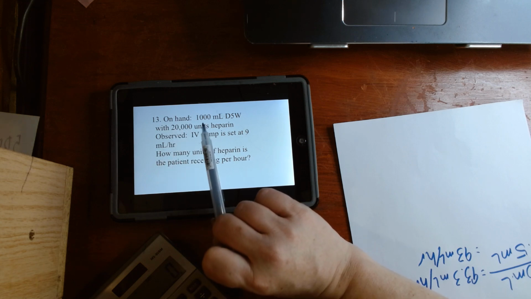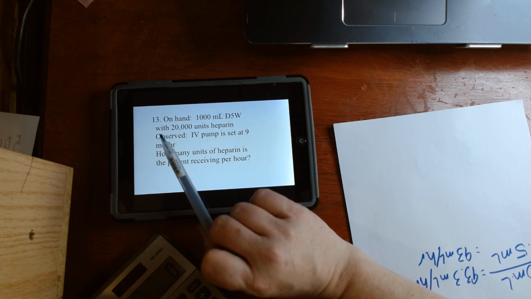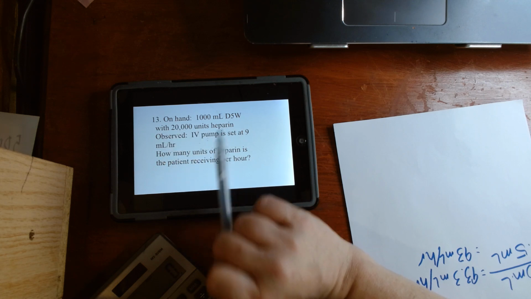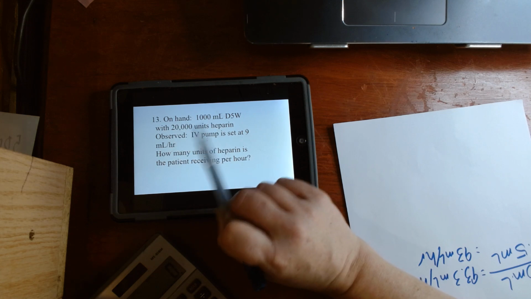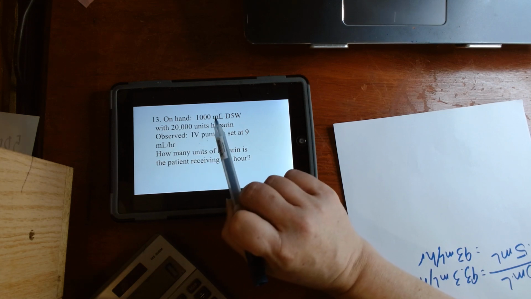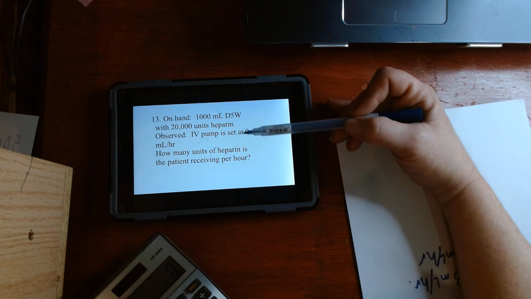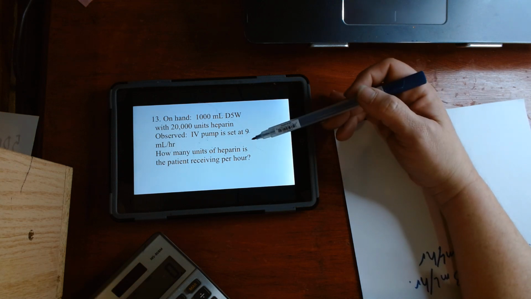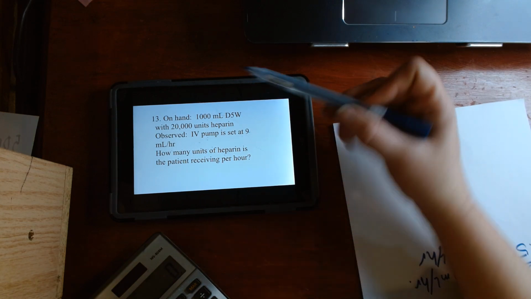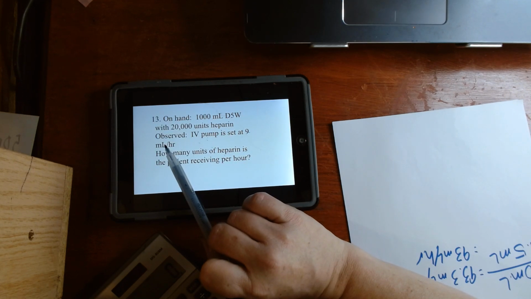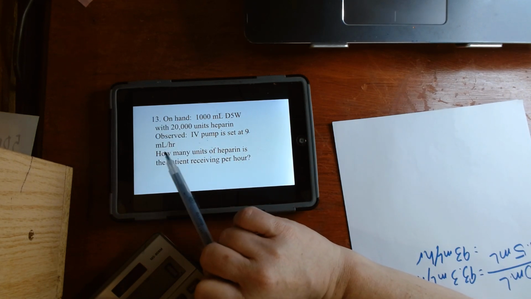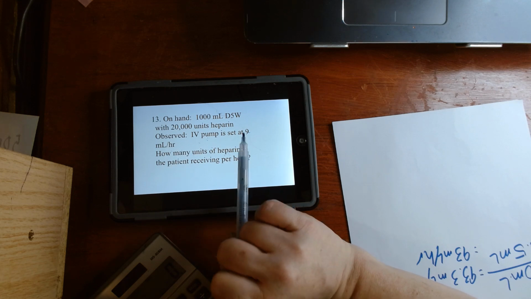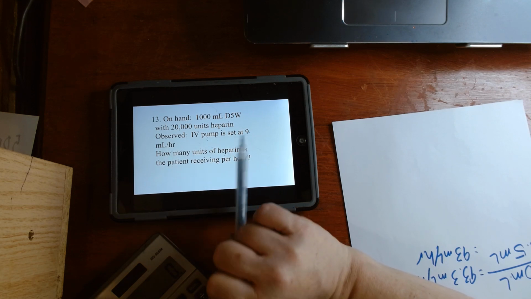On hand, you have 1,000 milliliters of D5W with 20,000 units of heparin. That's what you have on hand. You see that? This is not the dose ordered. I realize they're putting it in a different order, and that throws folks. But you observed an IV pump is set at 9 milliliters an hour. This would be the dose ordered.